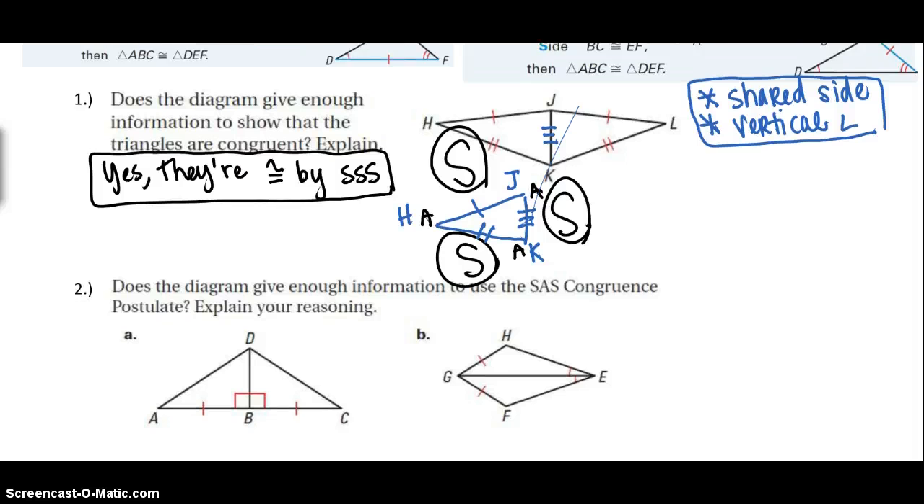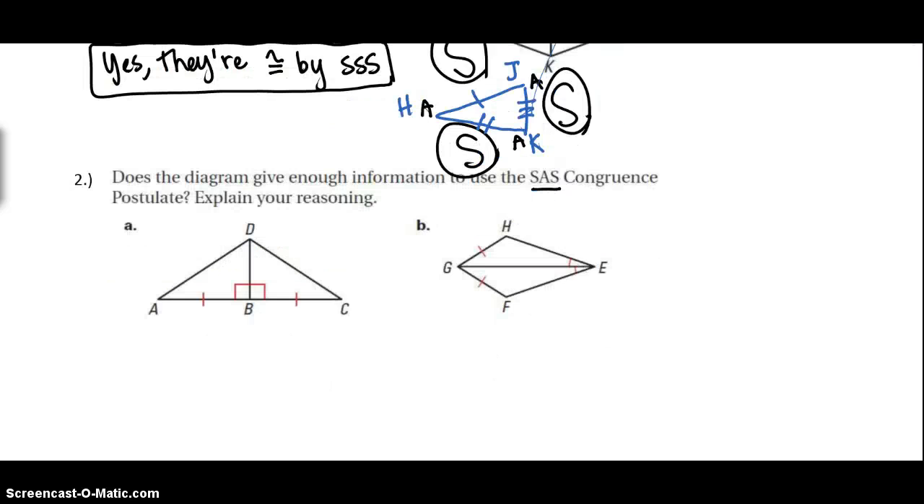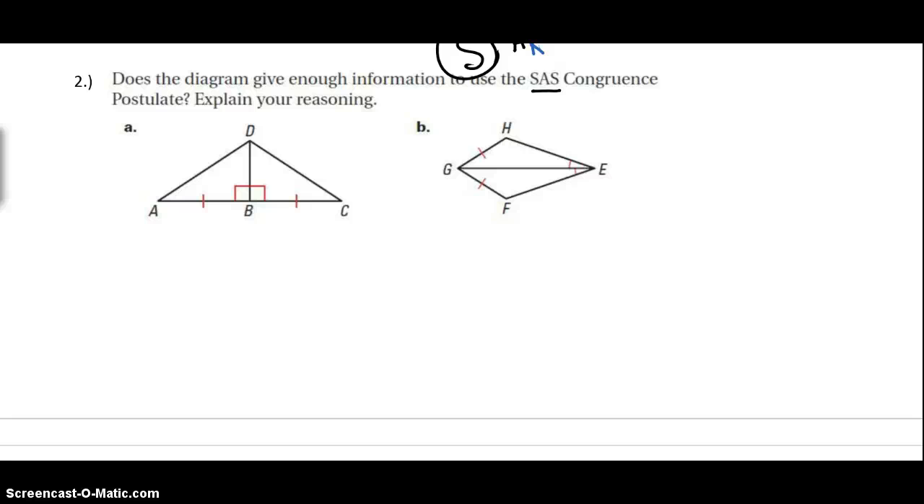Okay? So let's talk about number 2. Does the diagram give enough information to use side angle side congruence? Explain. So let's check this out. Do you see a shared side or a vertical angle? I sure do. I see it right here. Right there's your shared side. Now, if you struggle seeing what's going on here, break your triangle off, okay? If you're not seeing it, break your triangle off.